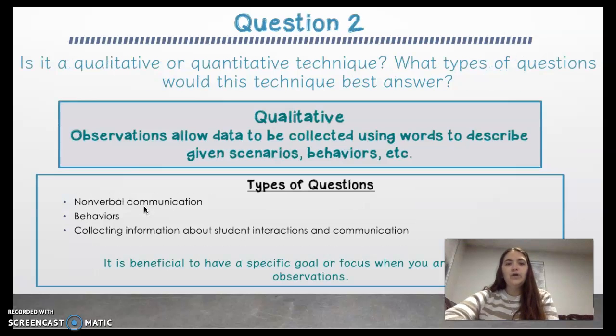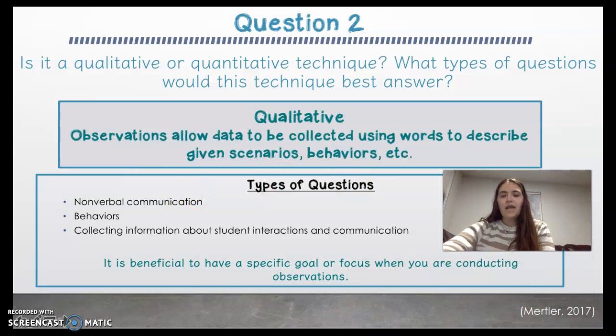So question 2, is it qualitative or quantitative? And this is a qualitative data collection. Observations allow data to be collected using words to describe given scenarios, behaviors, etc. And this best answers questions including nonverbal communication, so observing students' actions, their behaviors, collecting information about student interactions and communications, such as group work. And it's very beneficial to have a specific goal or focus when you're conducting observations.